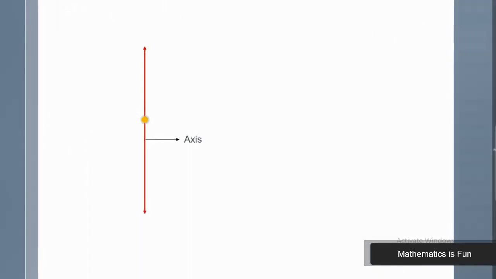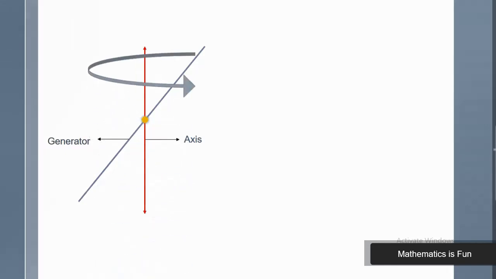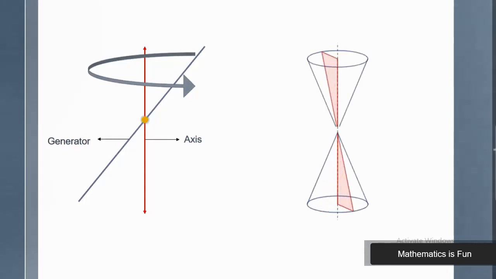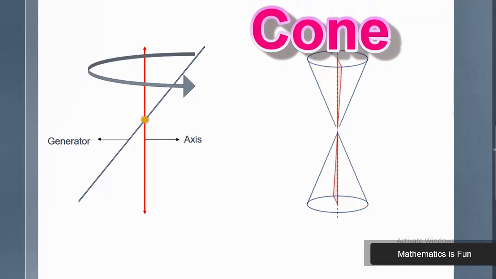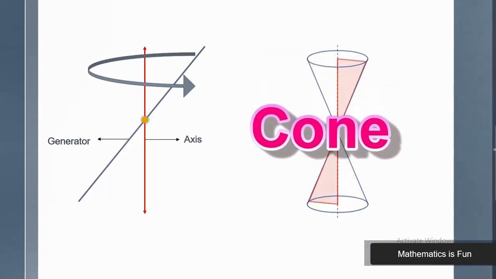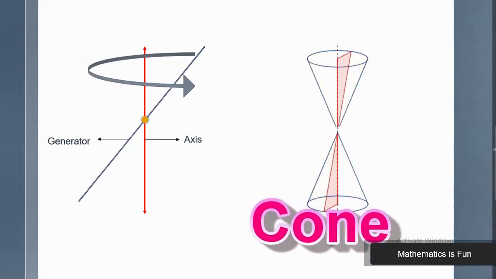This vertical line is the vertical axis of the cone, while this one is the cone's generator. Let's rotate the generator around the vertical axis while the angle between the generator and the vertical axis remains constant. Let's now rotate the generator around the vertical axis like this. As a result, the right circular cone is generated, which is later referred to as a cone.